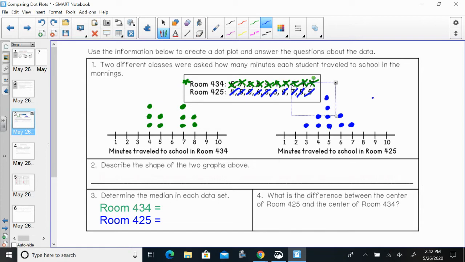And again, it's good to go back and check all of your pieces of data. 1, 2, 3, 4, 5, 6, 7, 8, 9, 10. So I've got 1, 2, 3, 4, 5, 6, 7, 8, 9, and 10. Great.